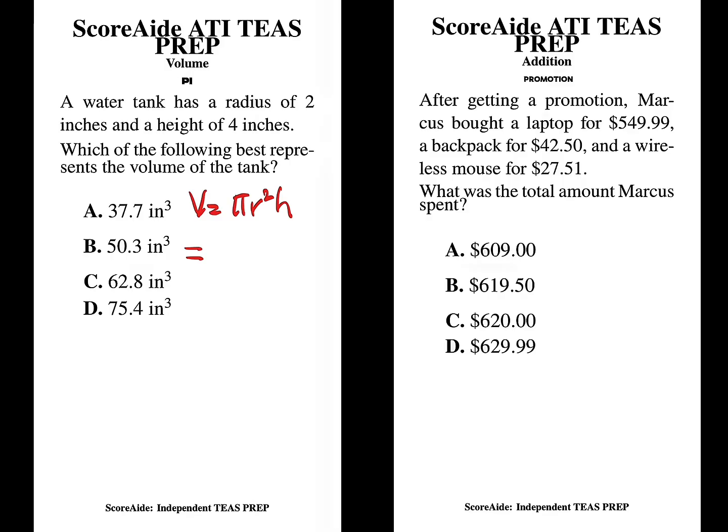I know that in ATI TEAS they will always give the value of pi, and for me the value of pi is always 3.141592654, like that. I have that in my memory ever since I knew about this. So now let us use 3.1415. The radius is 2 inches, so that's 2 squared, and the height is 4 inches.